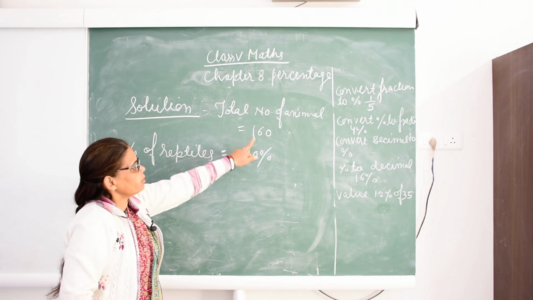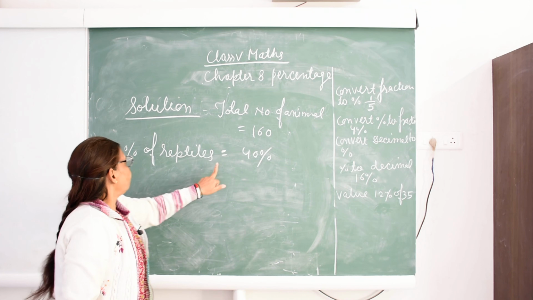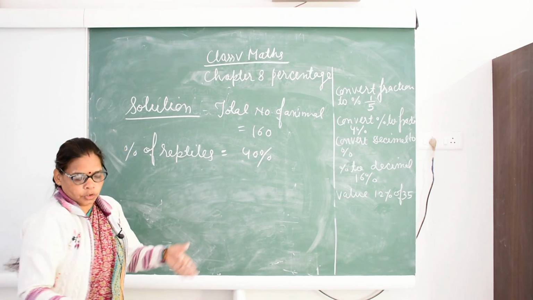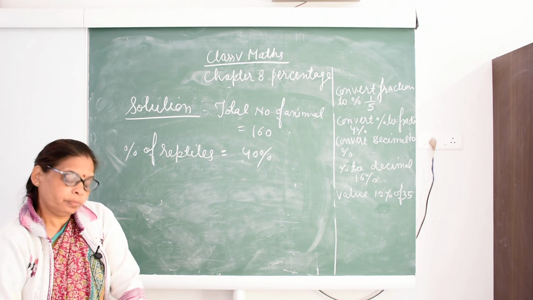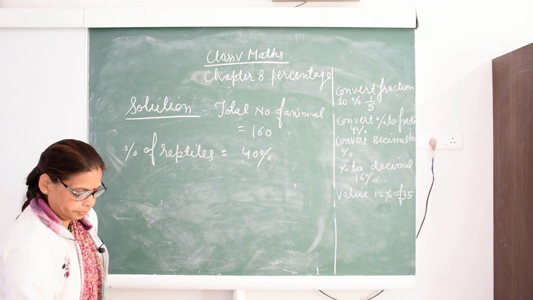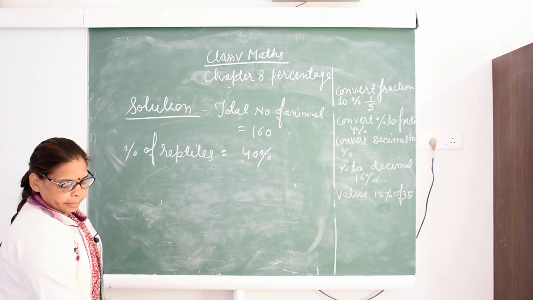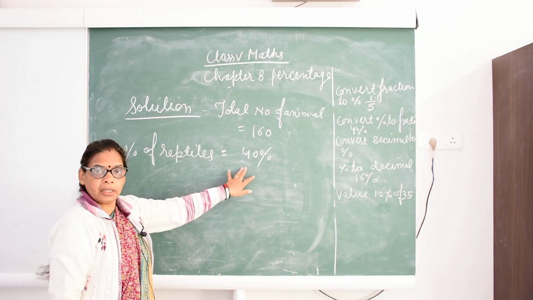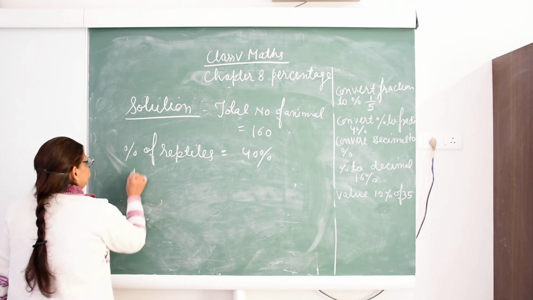What is the total number of animals? 160, out of which 40% are what? Reptiles. Reptiles are the animals that move on the ground, that crawl. Now how many reptiles are there in the zoo? Percentage is given here, so you have to find the number of reptiles.